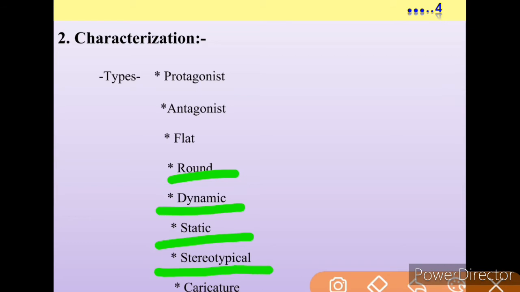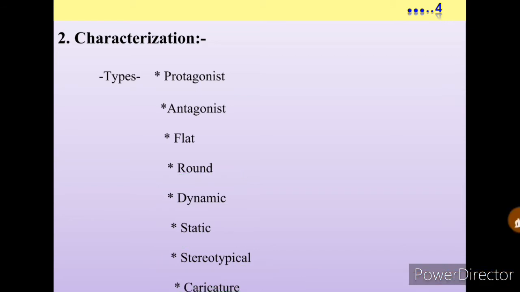And now we have the last type of character, which is caricature. So, let us see what it means. A character in a piece of literature who has very exaggerated characteristics, usually for comic effect. In a way, a caricature is an extreme form of stereotype. You might know Shakespeare often uses comic villains as flat characters.